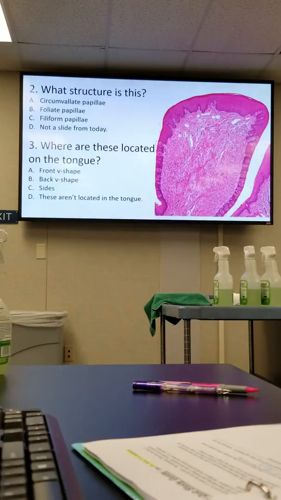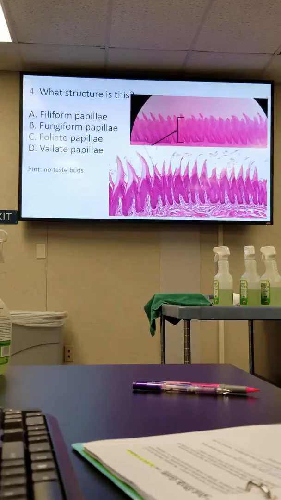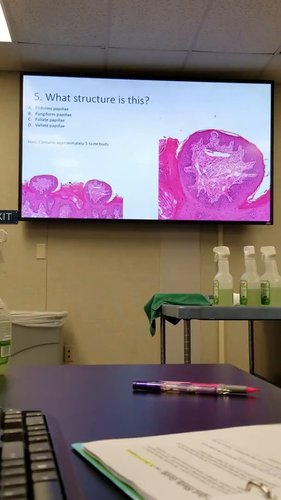The papillae. Okay, look at the papillae. Look at the different types of papillae. Learn about the different types of papillae. What's the distinguishing characteristic? What does it taste? What taste bud does it have? Does it have taste buds? Is it sour, sweet, or whatever? Yeah. Those are the things you need to look at.